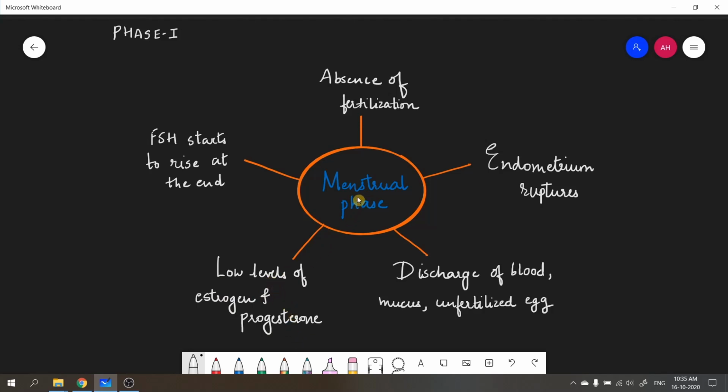And at the end of the menstrual phase, FSH begins to increase. FSH stands for follicle stimulating hormone. Now, this hormone has a major role in the second phase of the cycle, and hence the level of FSH starts to increase at the end of the menstrual phase. So this was a brief introduction to the menstrual phase, which lasts for around 3 to 5 days.